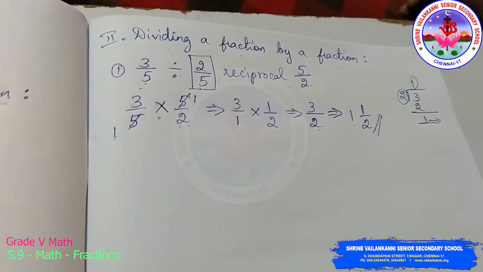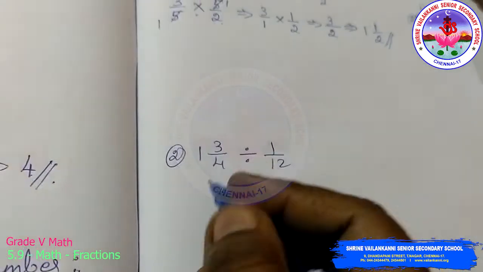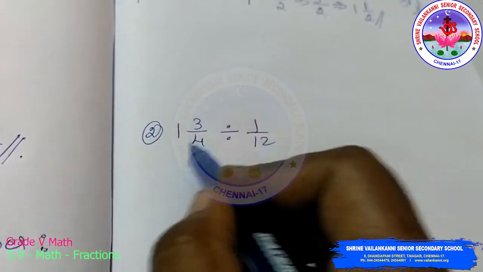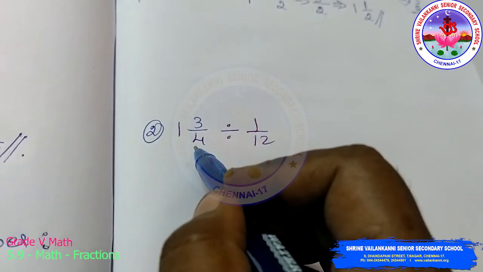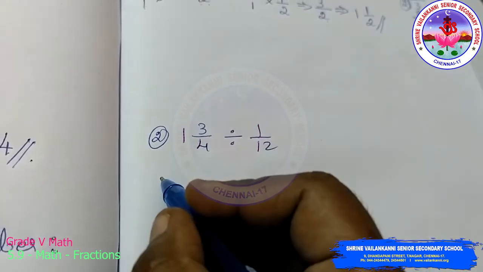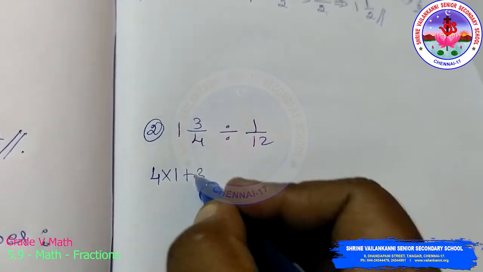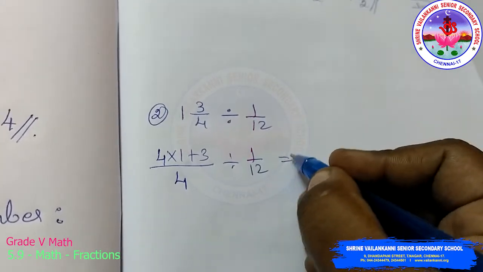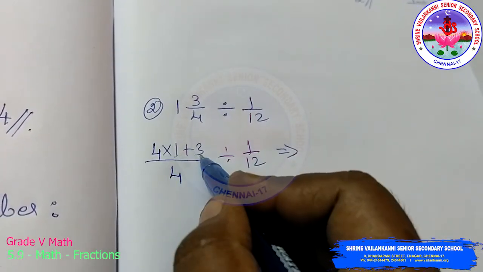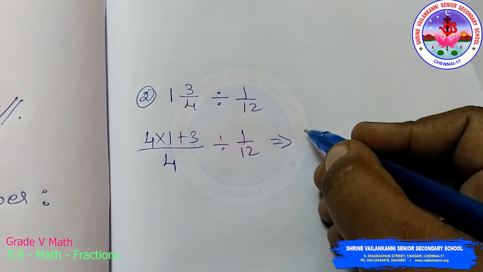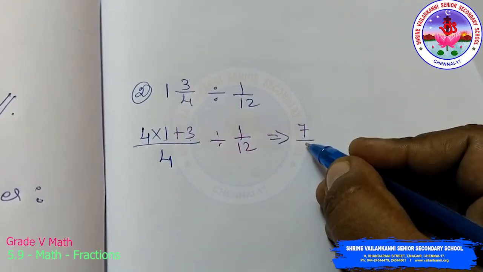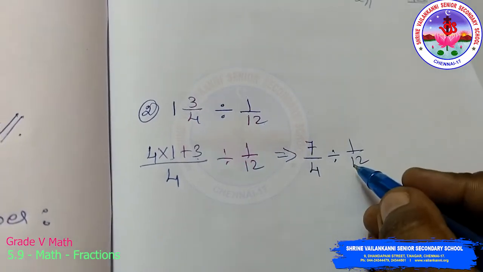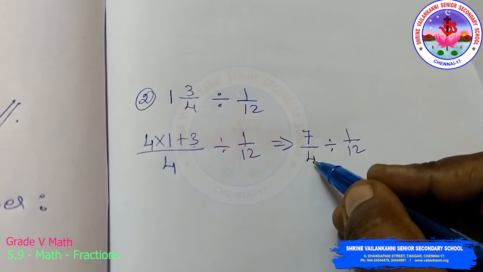So with the same concept, dividing a fraction by another fraction, we'll do one more sum. A mixed fraction divided by a fraction. Whenever you have a mixed fraction, you can convert that into an improper fraction. 4 into 1 plus 3 by 4 divided by 1 by 12. 4 ones are 4, 4 plus 3 is 7 by 4. 7 by 4 divided by 1 by 12. So here it has been converted to an improper fraction.